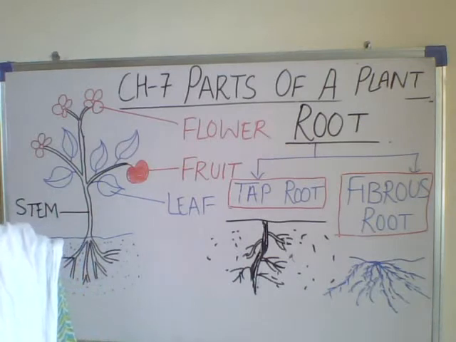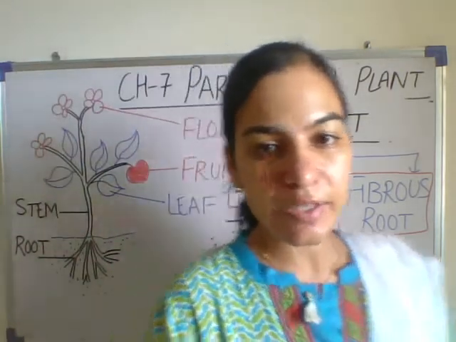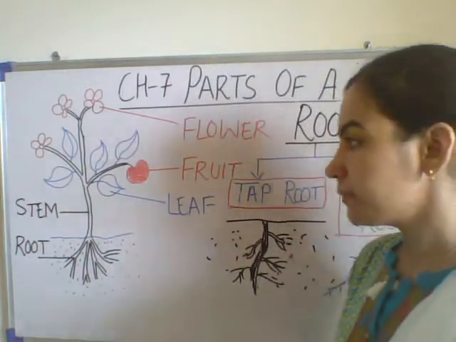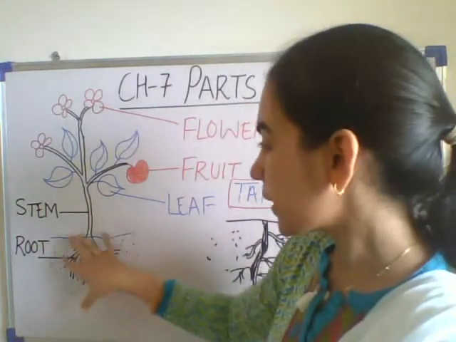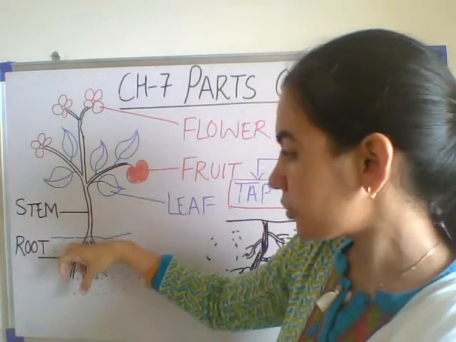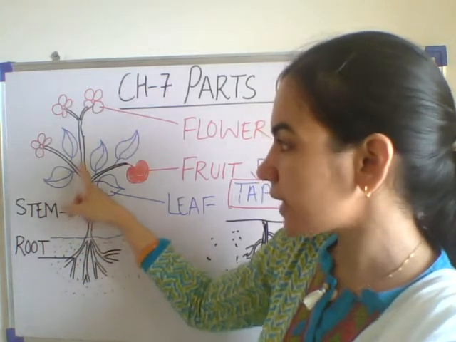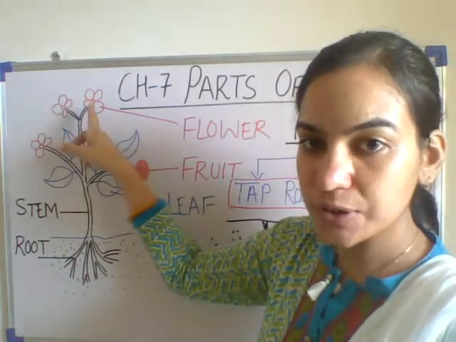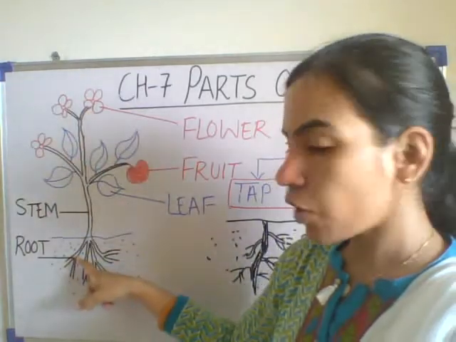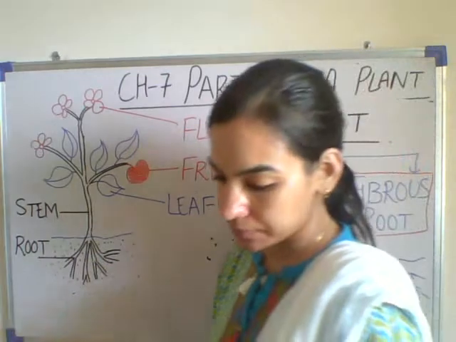Second, they take in water and minerals from the soil and pass them to the stem. Students, you have noticed that whenever you water a plant, you water its root, and this root takes up the water. It is then supplied to the stem, leaf, and all other parts of a plant. So water absorption takes place through the root.